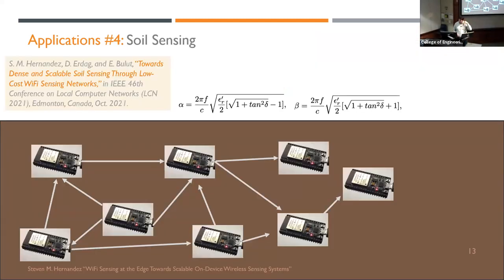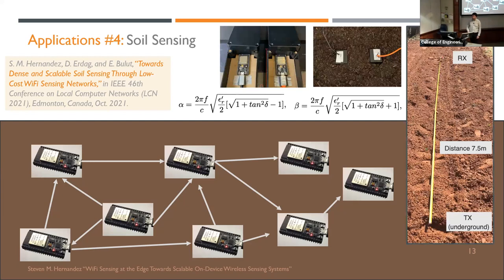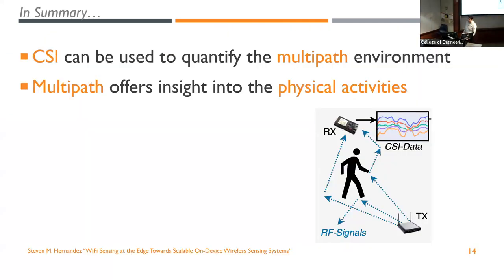We also looked at soil sensing. Can we look at the permittivity of the soil using radio frequencies to understand things like moisture level? Since we're using a network-based system, we can build a big mesh of these devices. In between each connection, we should be able to track something like moisture. We tried some laboratory experiments as well as some real world experiments.